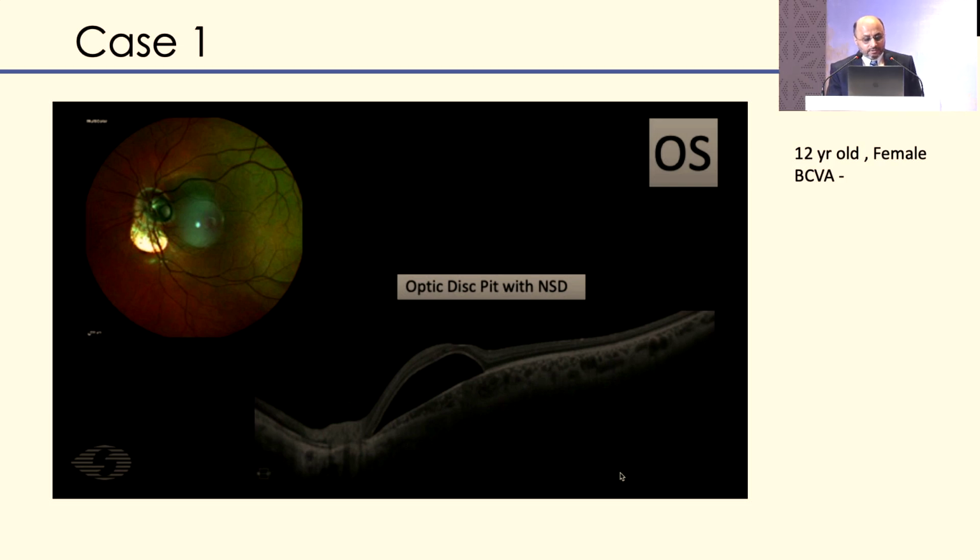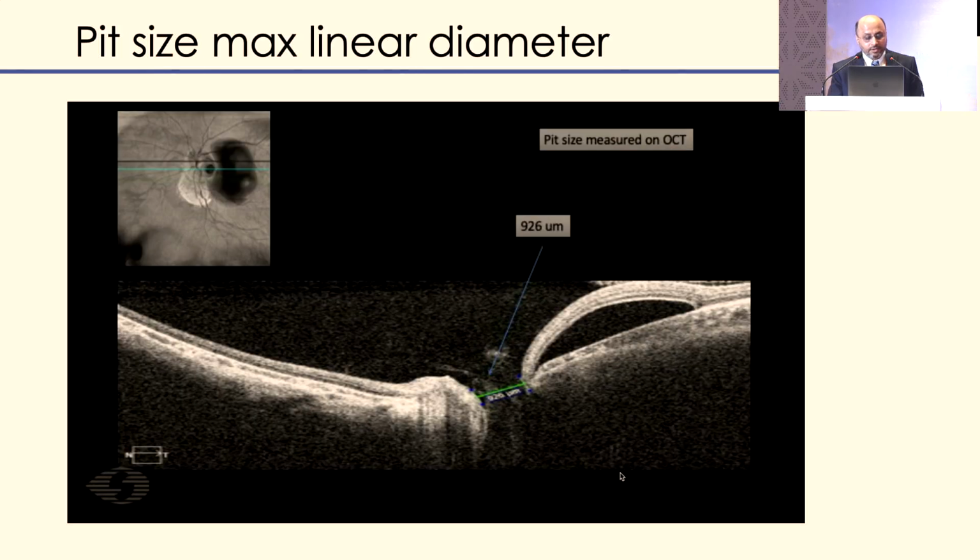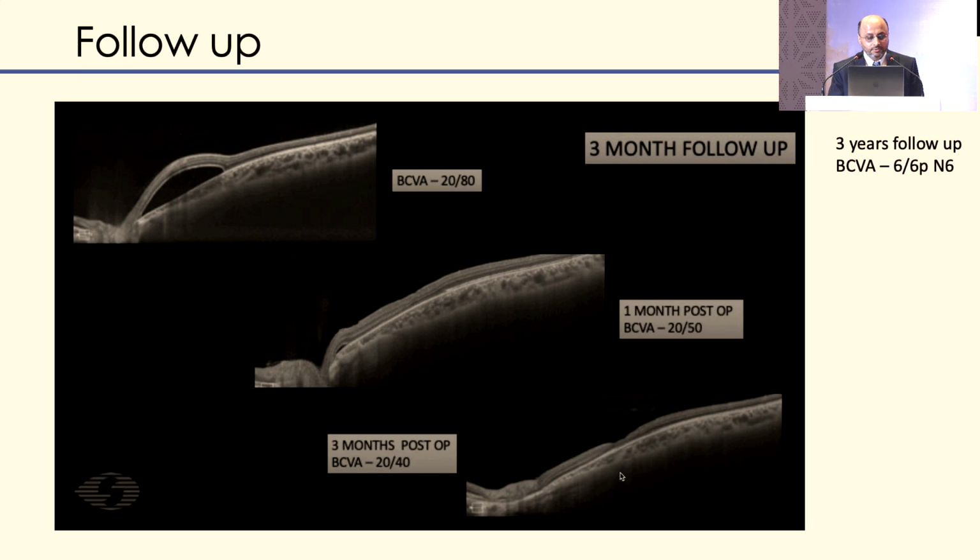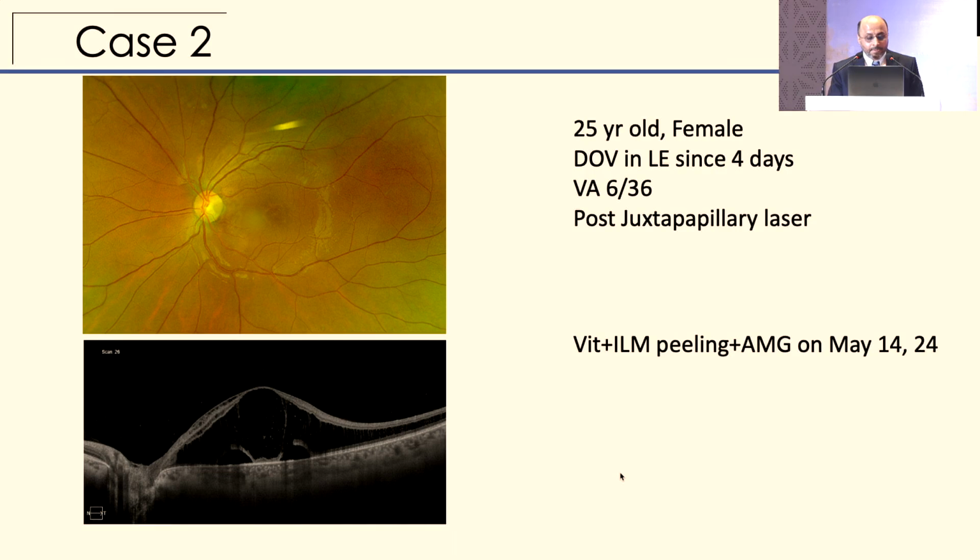So this is the first case which I'm showing. This was the first case which we had done, a pediatric girl who presented with a disc pit, and the visual acuity was roughly 6/60 by 80, and the linear diameter was 926 microns. We used a 1 mm trephine to do this. And over a 3 month period, there was absolute flattening of the macula, and no fluid present, and the vision improved almost to 6/9. And over 3 years, now it's around 6/6.